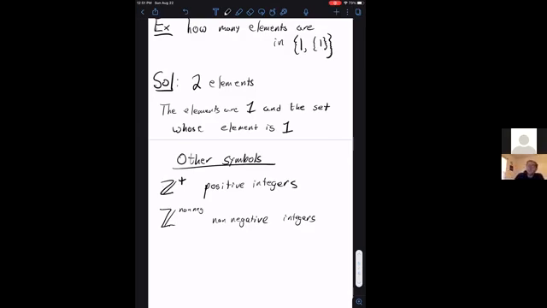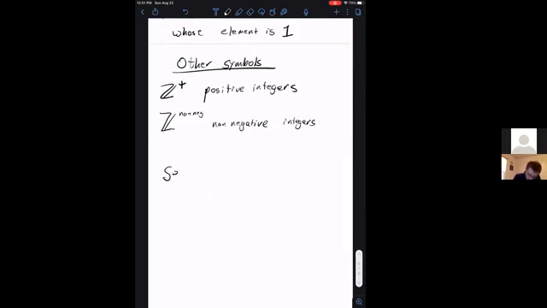Okay. So let's talk about set builder notation. This is what it all comes back to. This is what we're going to use in the class. This is how you're going to write proofs. This is it. So let's talk about it. Set builder notation.